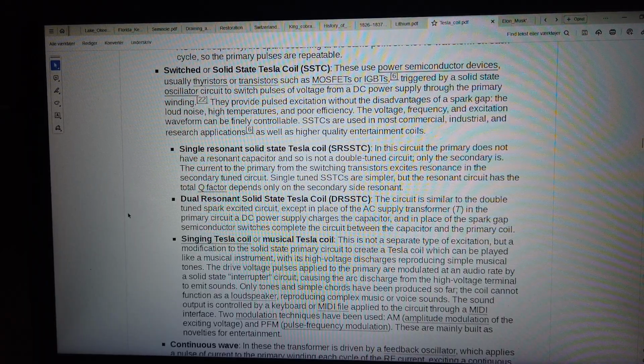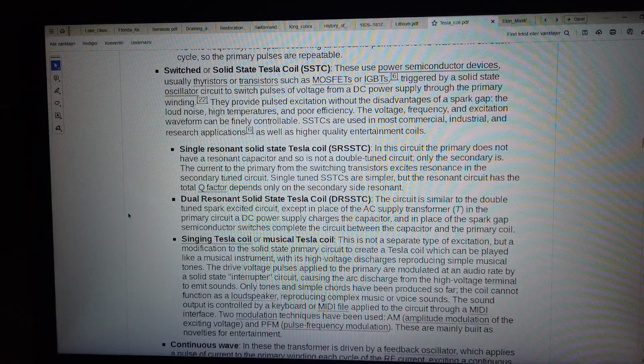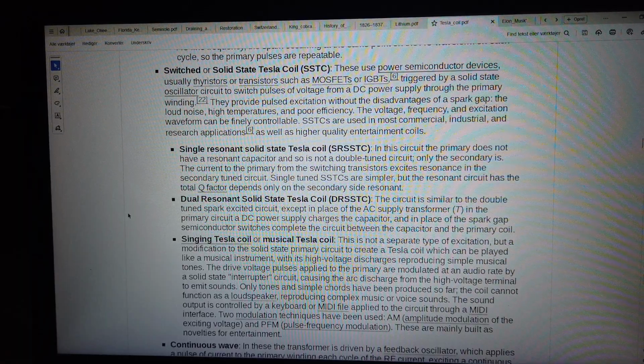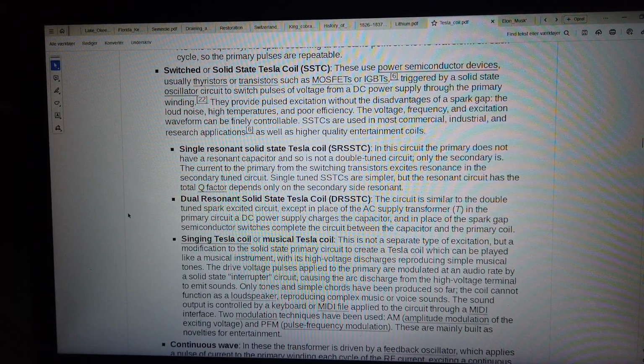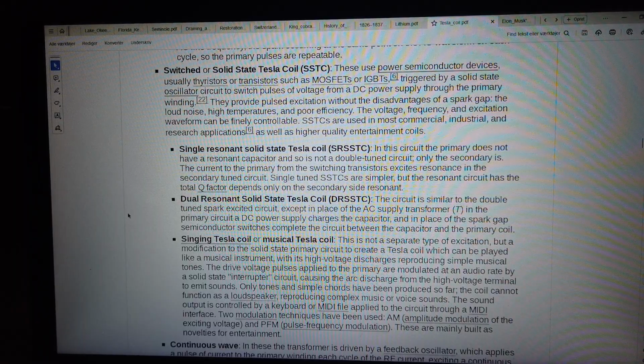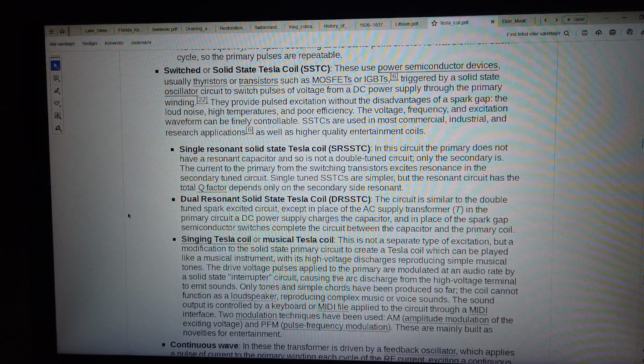efficiency. The voltage, frequency, and excitation waveform can be finely controllable. SSTCs are used in most commercial, industrial, and research applications, as well as higher quality entertainment coils.